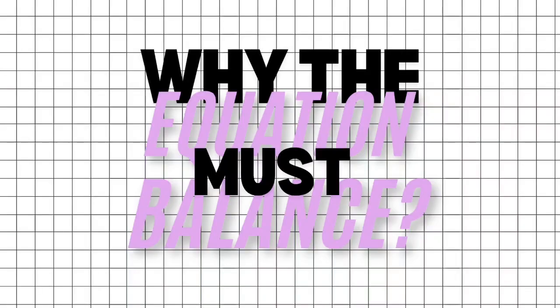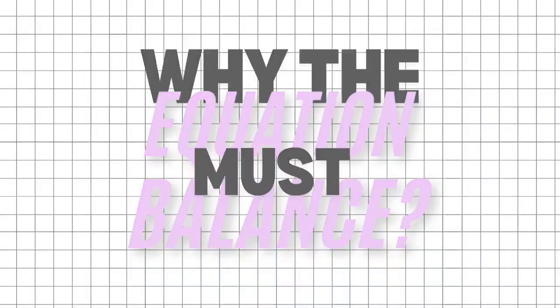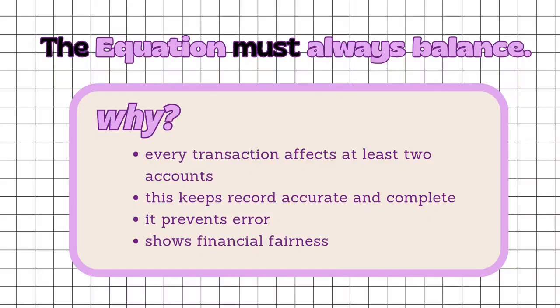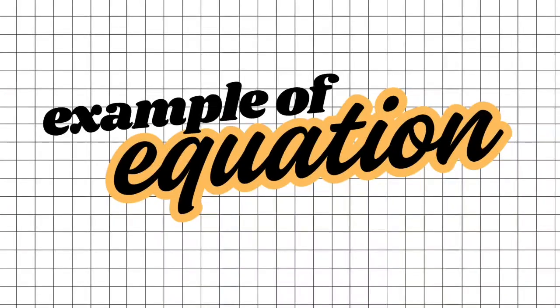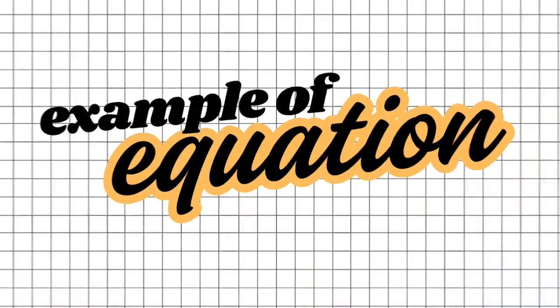Why must the equation balance? Now you might wonder, why does this equation always need to balance? The equation must always balance because every transaction affects at least two accounts. This system keeps records accurate and complete, helps prevent errors, and shows fairness between the business, the owner, and creditors. Let's now look at an example of the accounting equation to better understand how it works.